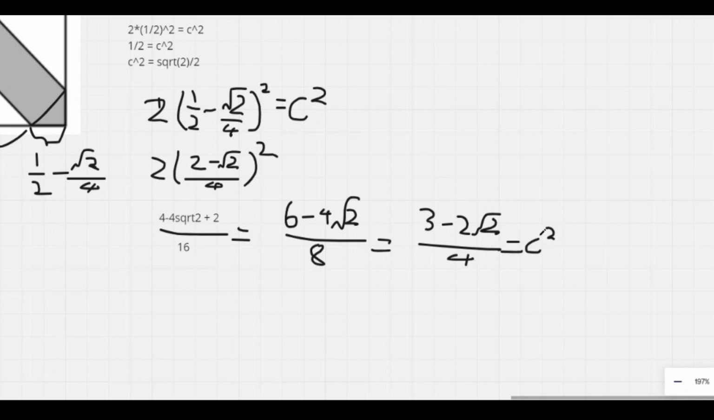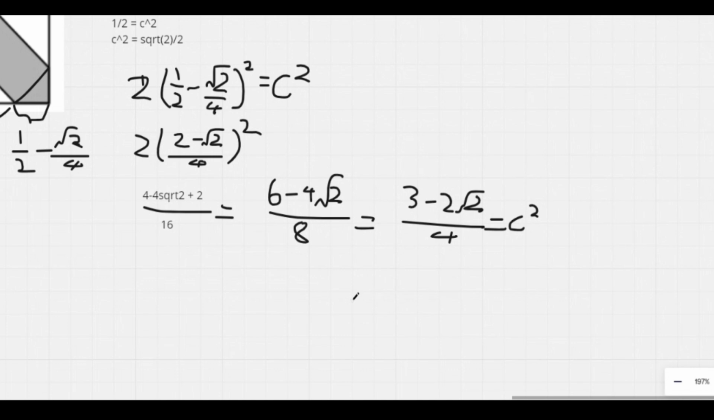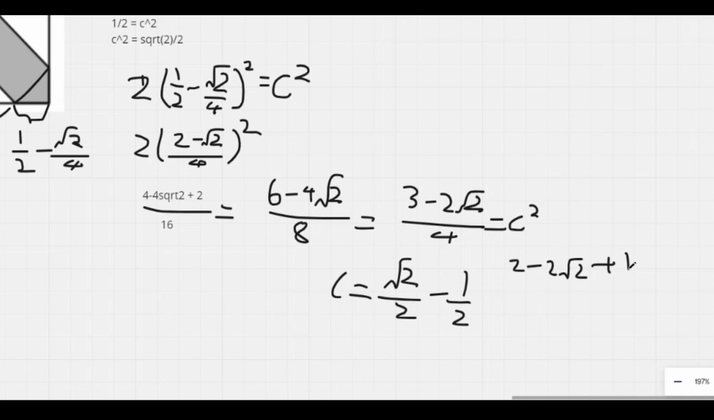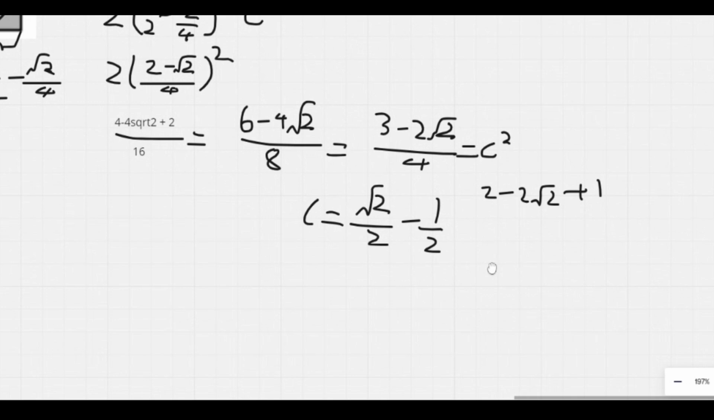And c squared will equal this. And if you simplify that, c will equal square root of 2 over 2 minus 1 half. And you could verify this by squaring this right here. So if you square this, you'll get 2 minus 2 root 2 plus 1, which is just the numerator. And then the denominator squared, obviously, is just 2 squared, which is 4.